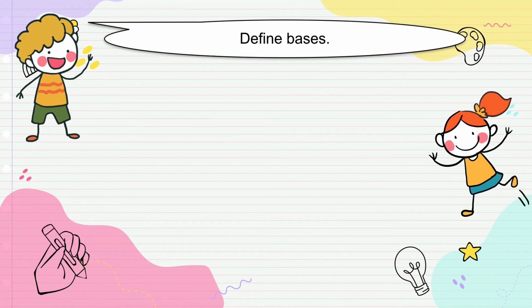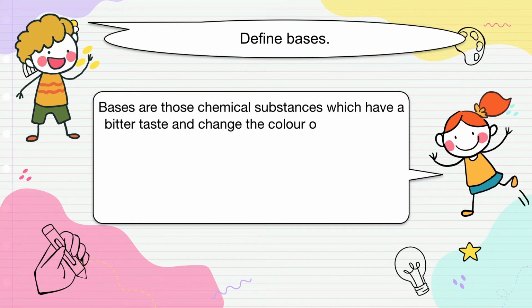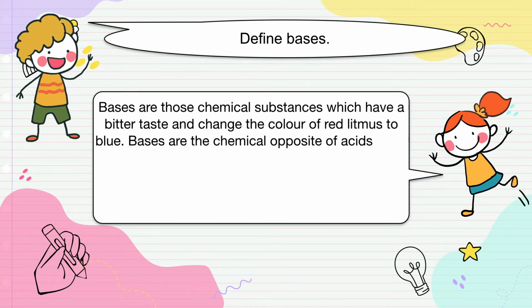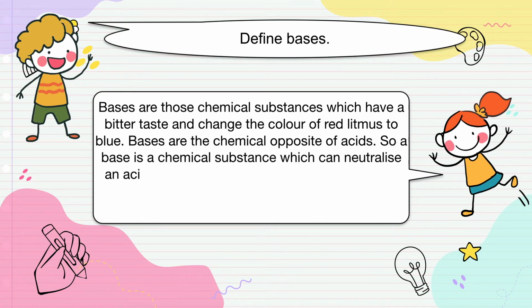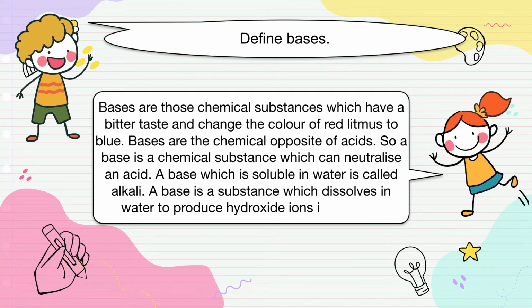Define bases. Bases are those chemical substances which have a bitter taste and change the color of red litmus to blue. Bases are the chemical opposite of acids. So a base is a chemical substance which can neutralize an acid. A base which is soluble in water is called alkali. A base is a substance which dissolves in water to produce hydroxide ions in solution.